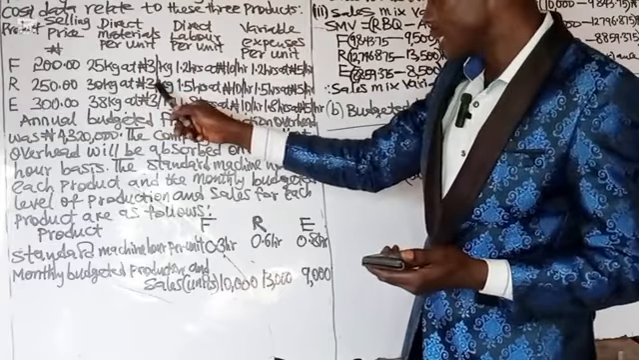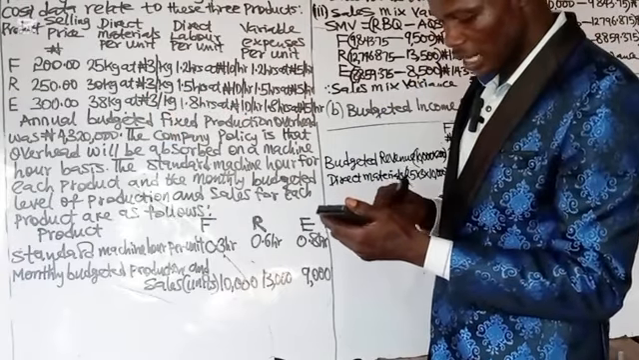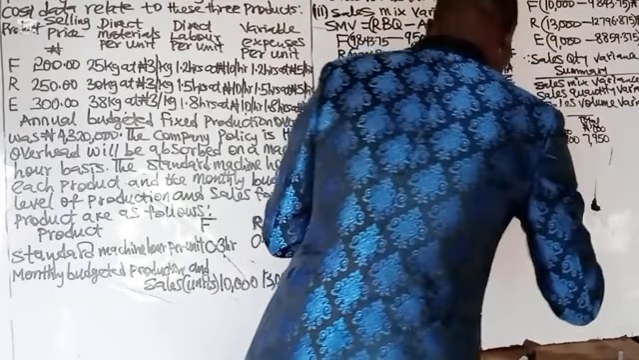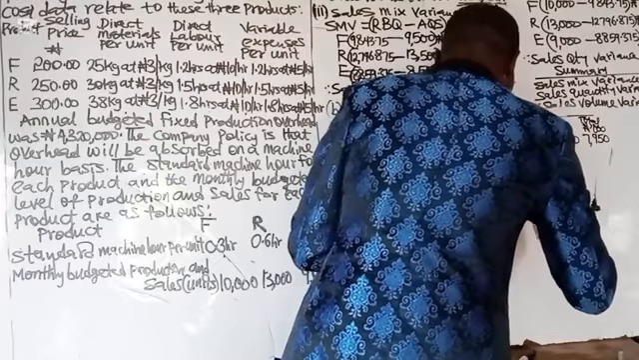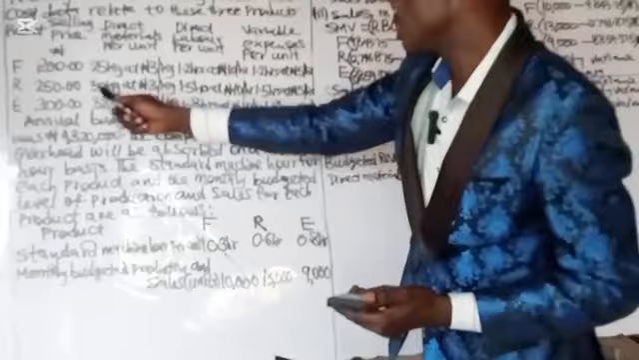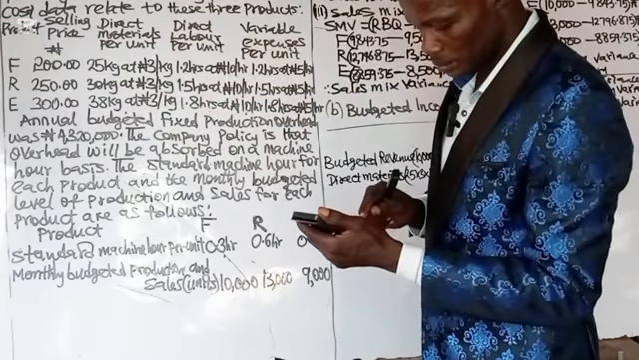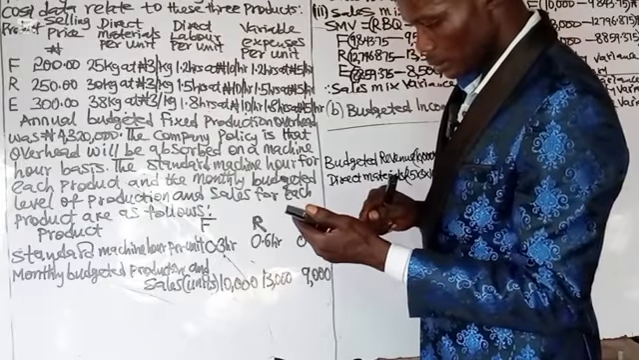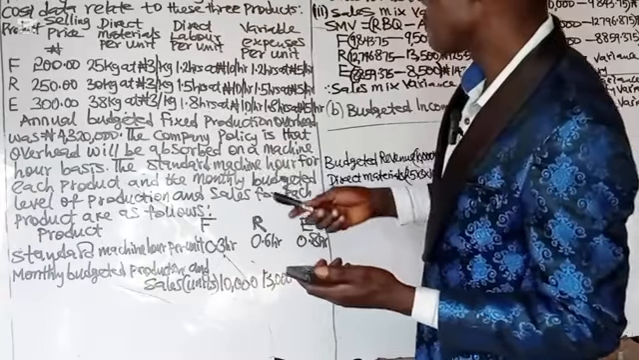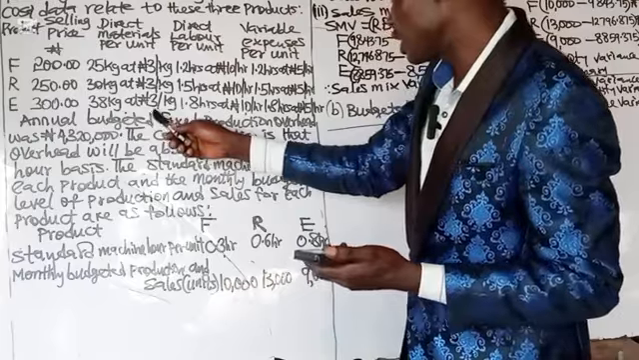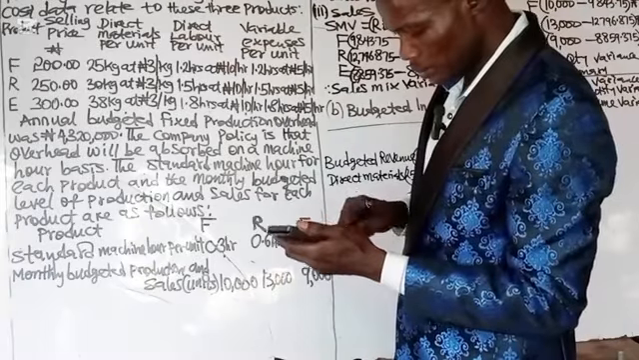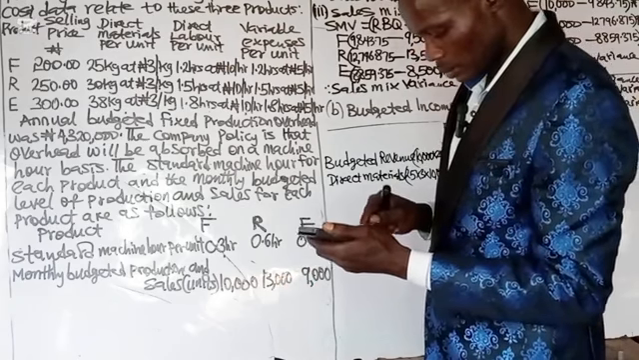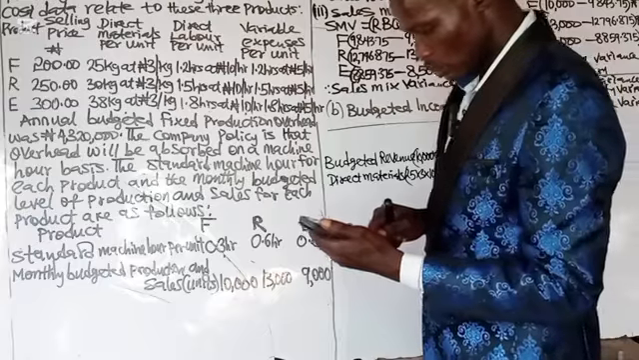This one will be 30 times 3 times 13,000. That will give us 1,170,000 for R. Let me reconfirm that: 13,000 times 90 is 1,170,000. Then for E, 38 times 3 times the budgeted quantity, which is 9,000. Now 1,026,000.